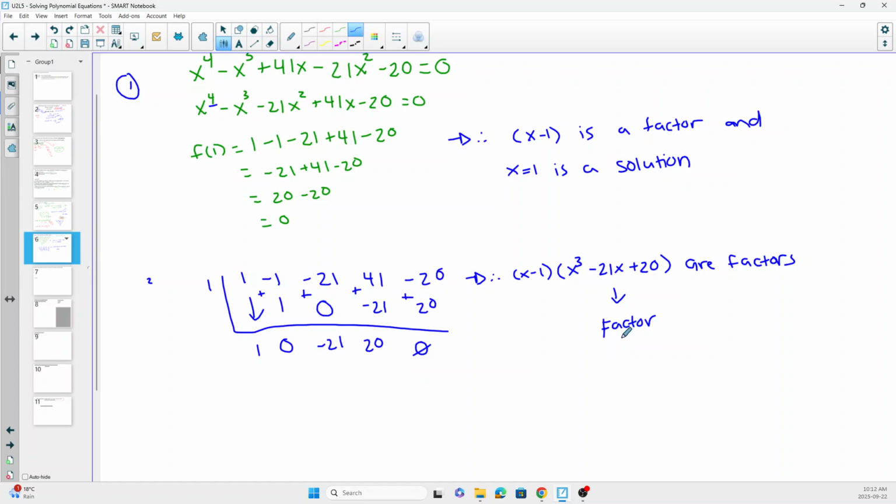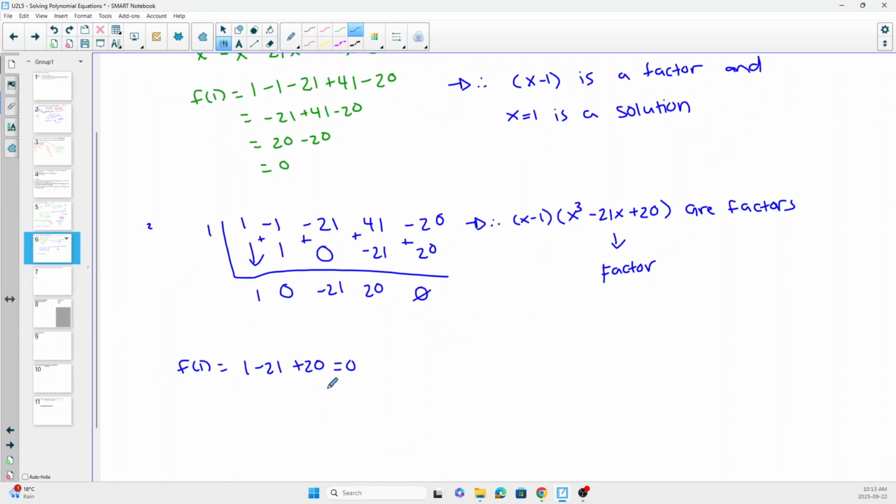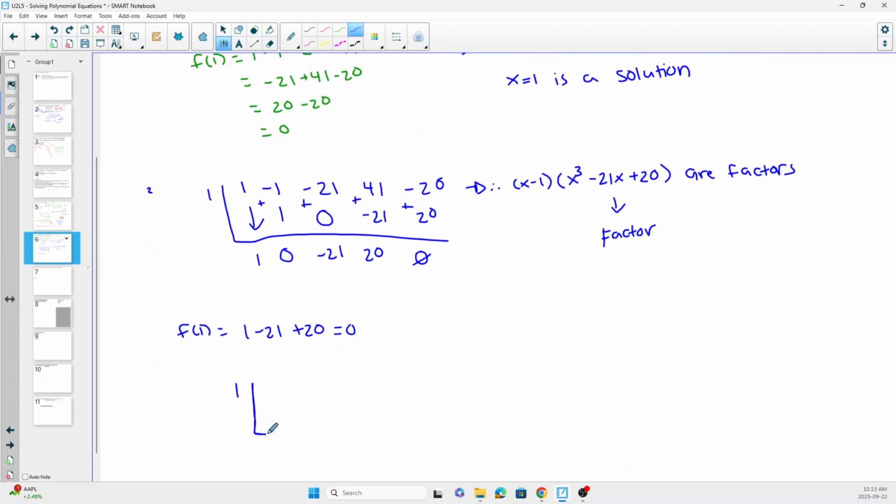So let's check. Let's try 1 again. I would always start there. F at 1, we're looking at this function, is going to be 1 minus 21 plus 20, which is actually equal to 0, which is wonderful because now we know that 1 is a double or an order 2 root of this function. We still have to divide it out from here, so we're still going to use our synthetic division and put 1 over here. But now we're looking at these coefficients, which are these ones here. So we have 1, 0, negative 21, and 20.